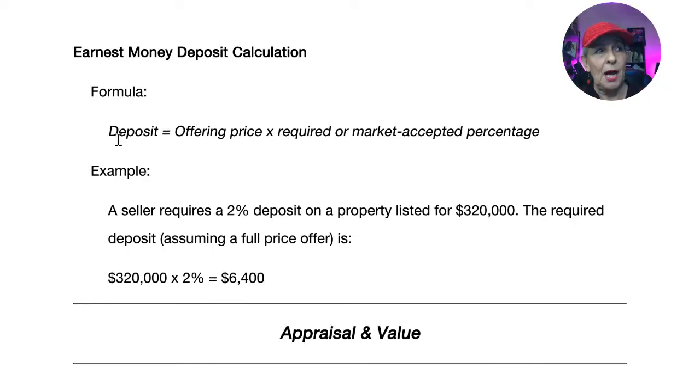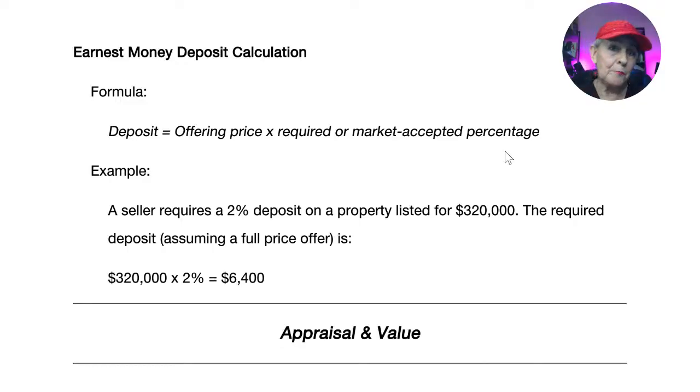So formula, deposit, the earnest money deposit that goes to whom? Title company, or be it an attorney, not given to the seller. It goes to the company closing the transaction. So the deposit equals the offering price times the required or market accepted percentage.